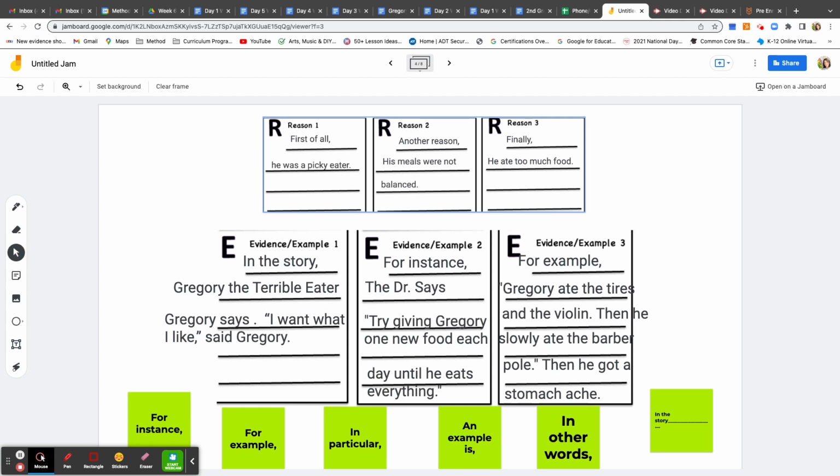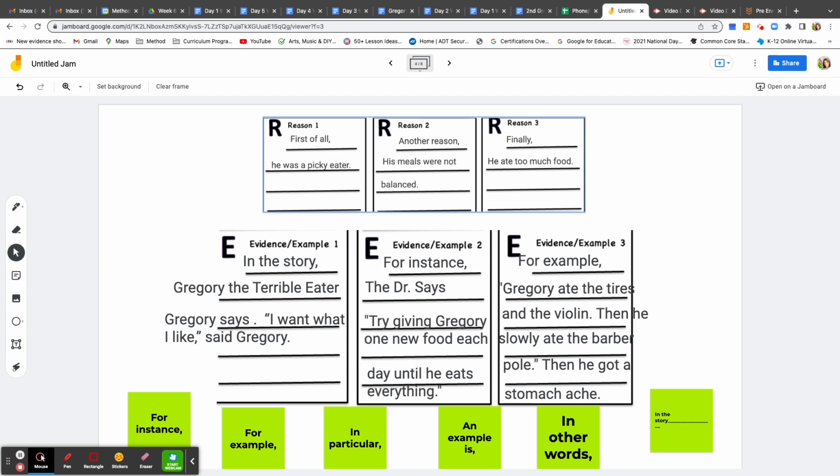Now that you have your first reason, we have to go back to the text to find an example or words in the story that support that reason. So if you agree that he was a healthy eater and made good choices, then you are going to look towards the end of the book for your examples. If you disagreed that Gregory was a healthy eater, then you are going to be looking in the beginning or middle of the book for your examples.